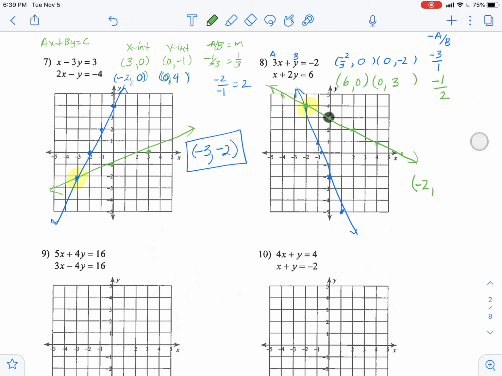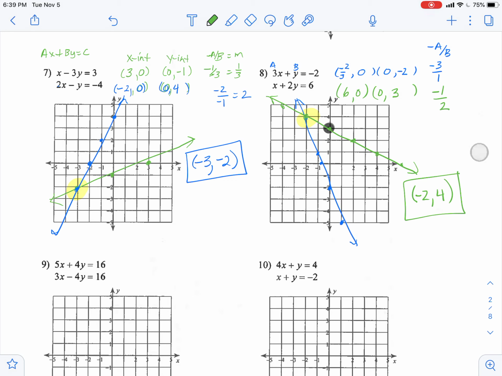Okay, so there's 2 in standard form. Again, I strongly suggest that you remember and write down somewhere that your slope is a negative a over b, so it's the opposite of whatever your a is, over your b. Remember, your a is in front of your x and your b is in front of your y. That's going to help you do slope real quick.